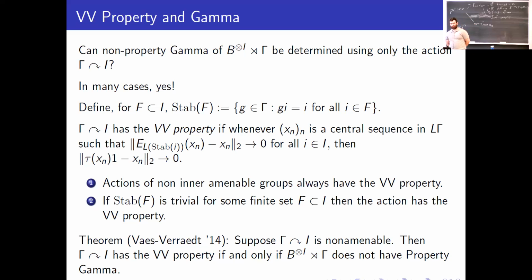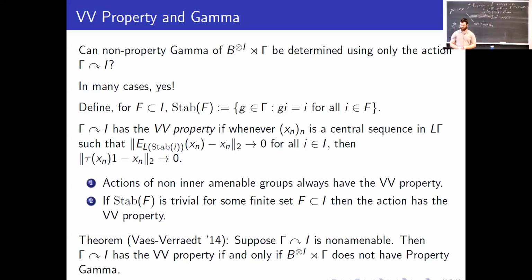If the stabilizer of some finite set is trivial and the action also has the VV property, so why is that? Well, basically you can take the intersection of finitely many of these stabilizers. All the conditional expectations form a commuting square, so you can take the intersection of the algebras and the expectation onto the scalars, that's the span of the identity element. That's the trace. So that's how you would get that.